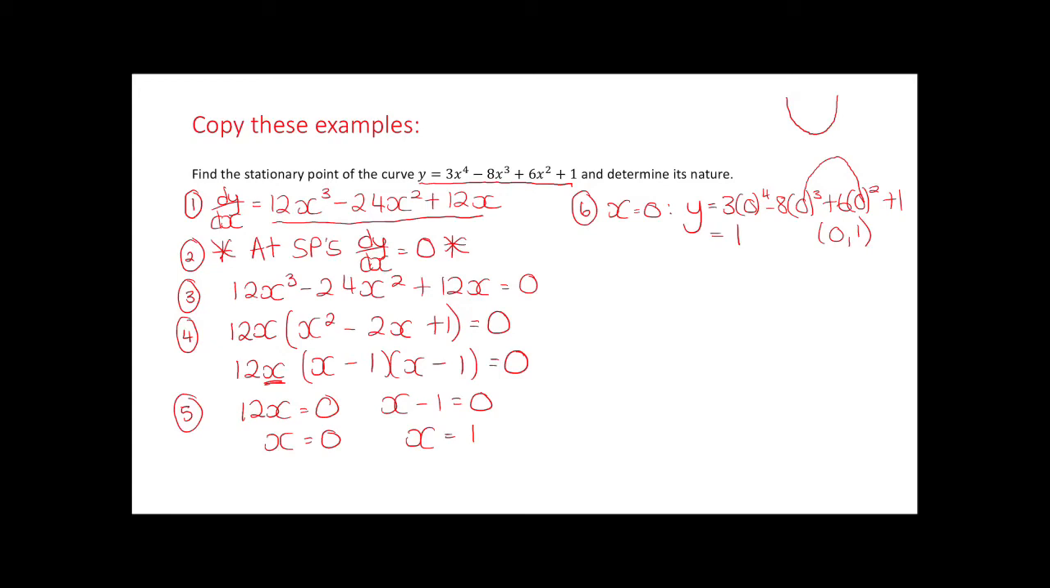So we have a turning point or a stationary point at (0, 1). Right now we don't know if it's a maximum, minimum, rising or falling point of inflection. We also know that x is equal to 1. So we're going to do the same thing.